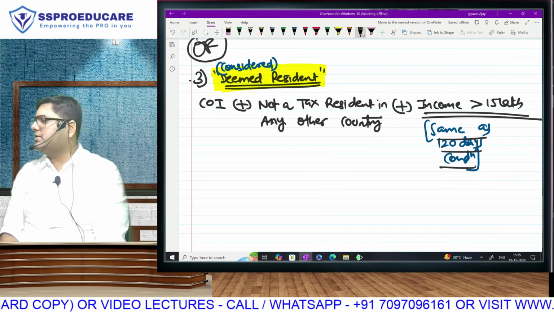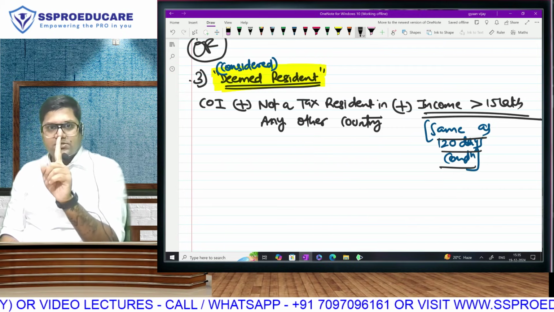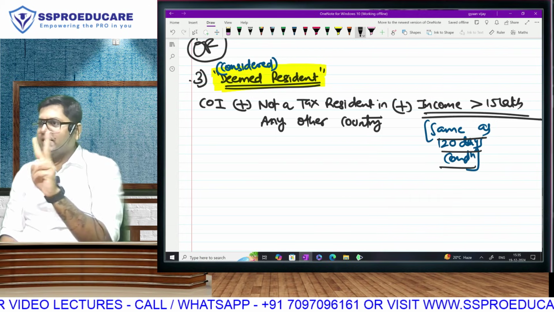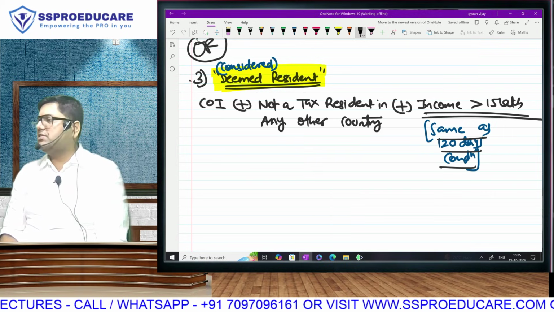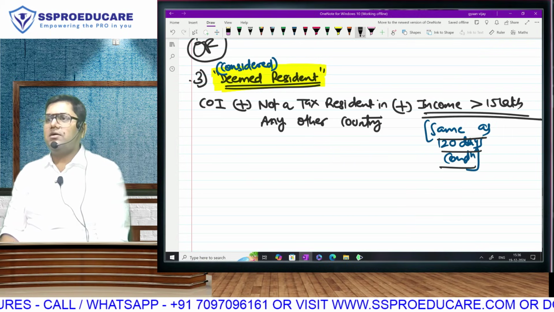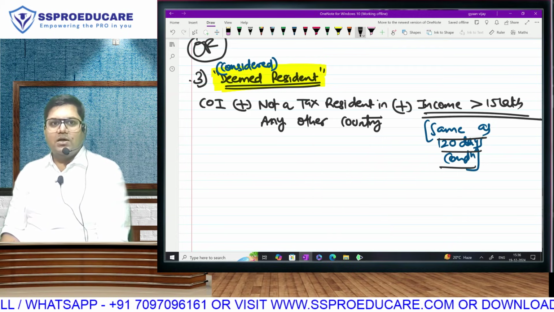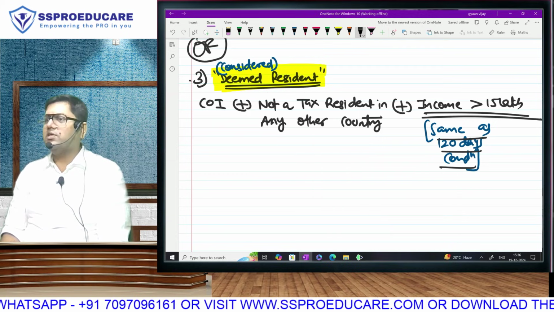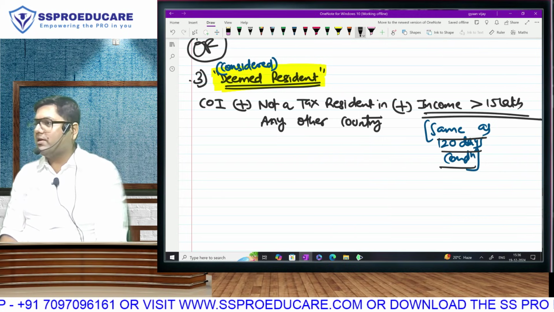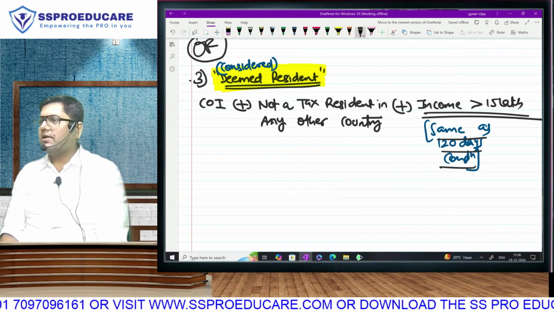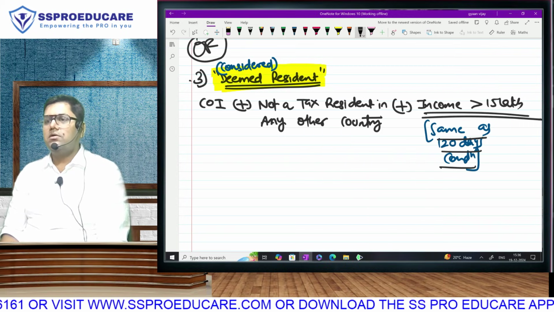Third condition has three parts. Citizen. You have not come to India for a single day. Citizen. Not a resident anywhere else. And income exceeds 15 lakh. What will we include in 15 lakh? All Indian incomes, and foreign income if controlled from India. And what will we exclude? The only income that we exclude is foreign, local, domestic source incomes. That we will not include in 15 lakh. Everything else we include. Greater than 15 lakh, then in that case, you are deemed to be a resident.